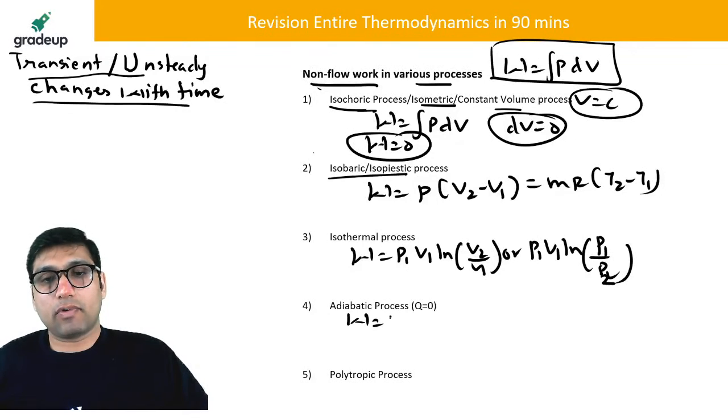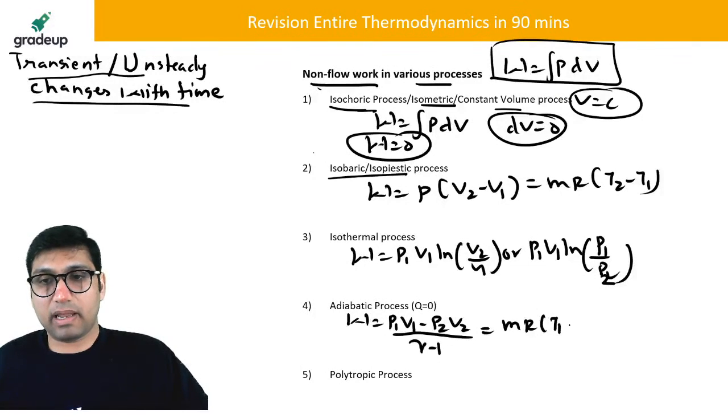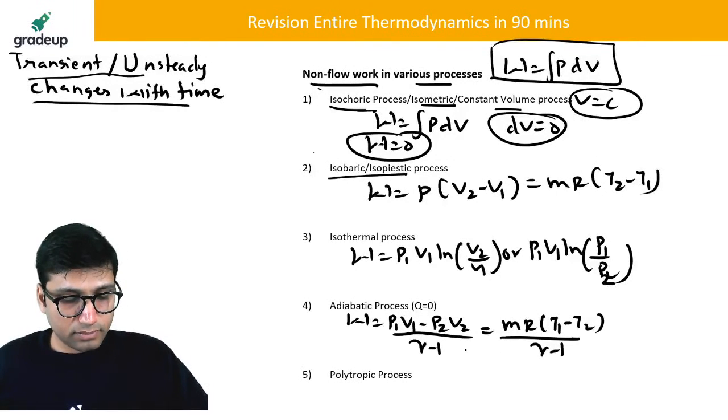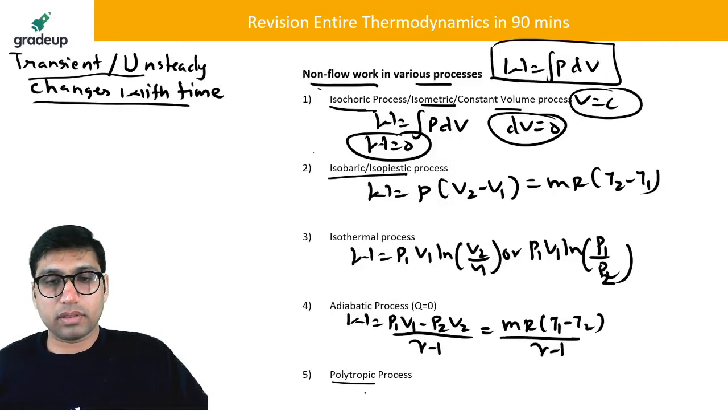For an adiabatic process, the work is equal to P1 V1 minus P2 V2 over gamma minus 1, or it is equal to MR of T1 minus T2 over gamma minus 1. Okay, yes. Next is polytropic process.